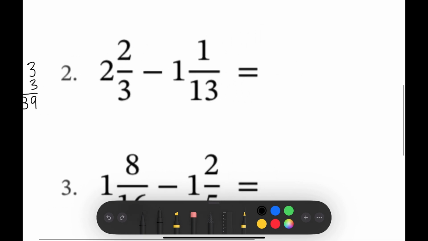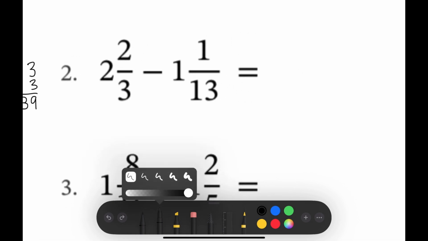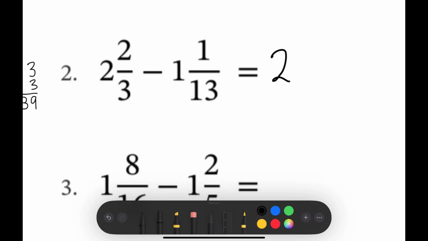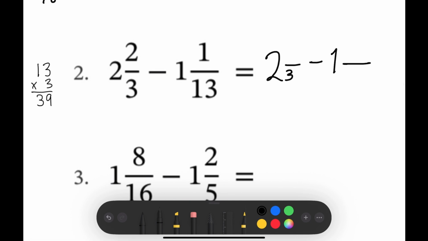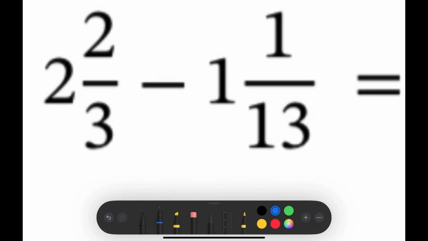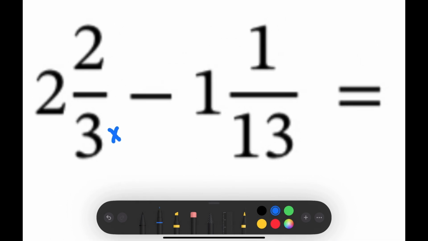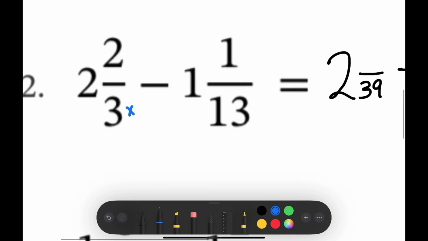So now I know that some things will stay the same. So first off, let's just rewrite what we can right now. 2 stays the same, the fraction line, minus 1 stays the same, and then the fraction line. And then I know that my denominator for both of them will be 39. All right, halfway there. So now we have to do some mini math. We multiplied this denominator by 13, and whatever we do at the bottom, we do at the top.